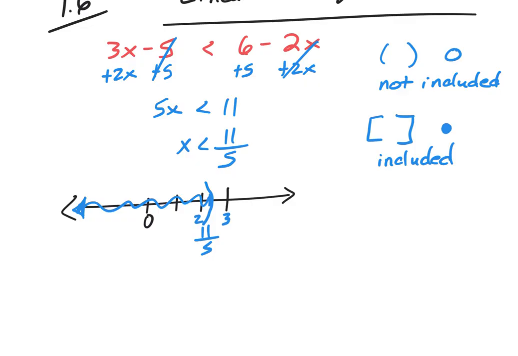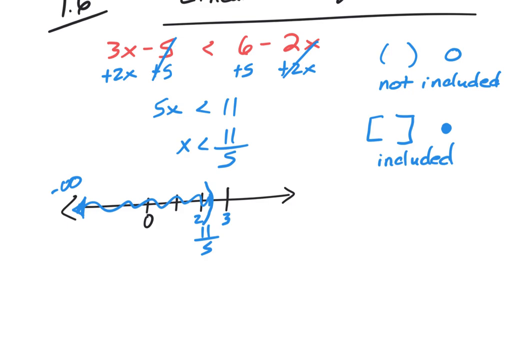Okay, so we have the answer expressed, we have the number line, and then the last thing we're going to do is express it in interval notation. Here's why I like doing the number line first: how far left is this graph going to go? Forever, right? And we call this negative infinity, all the way to the left. Negative infinity is all the way to the left, positive infinity is all the way to the right.